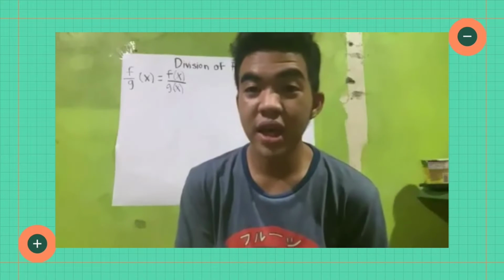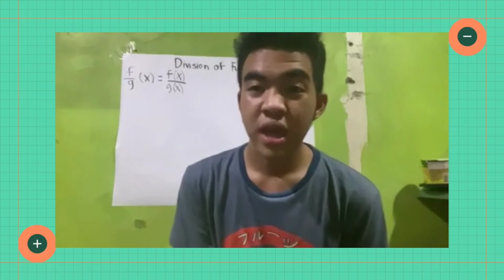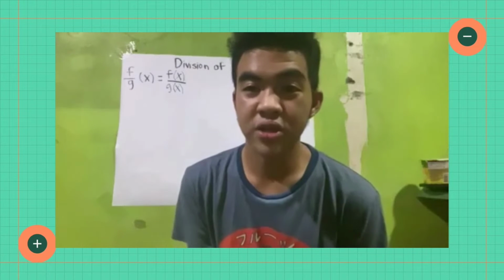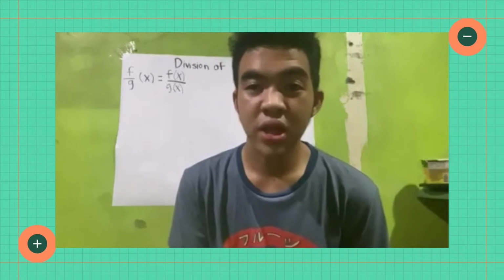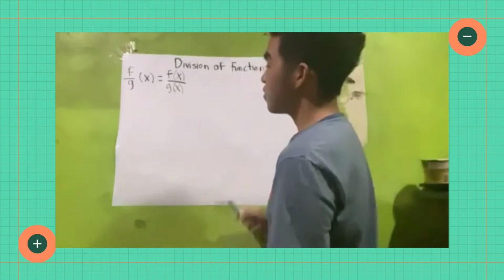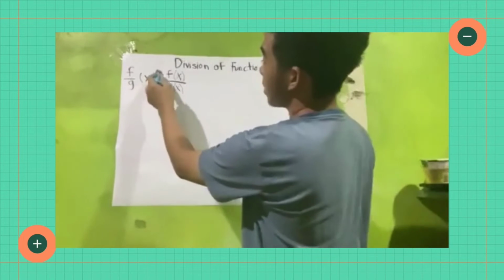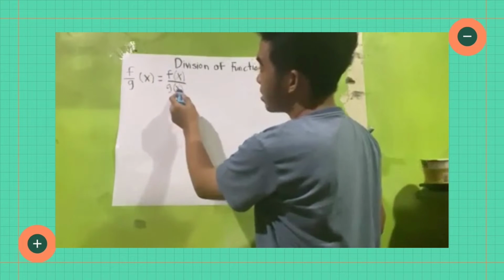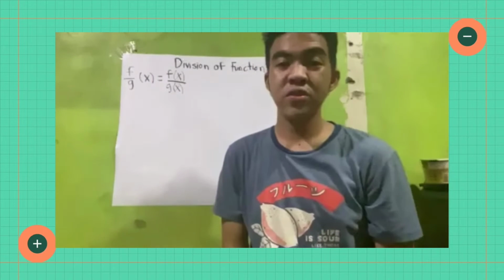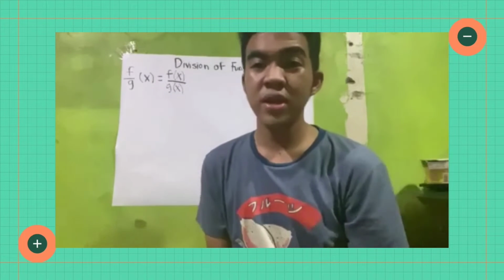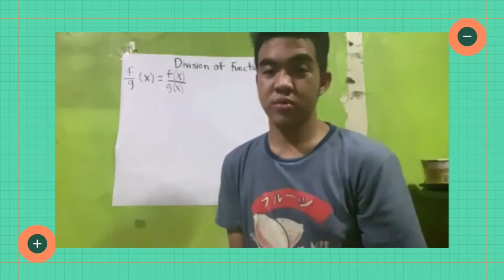Hello everyone, I am Cedric John Quito, and I will teach you the division of function. First, the formula. The formula of the division of function is (f over g)(x) equals f(x) over g(x). Always remember, in division of function, the denominator is not zero.